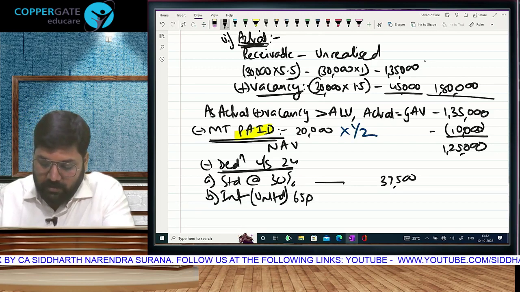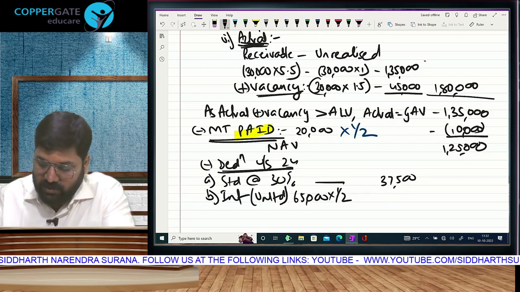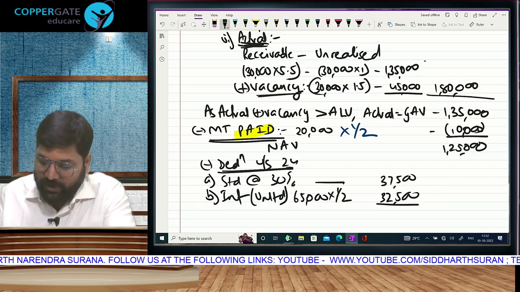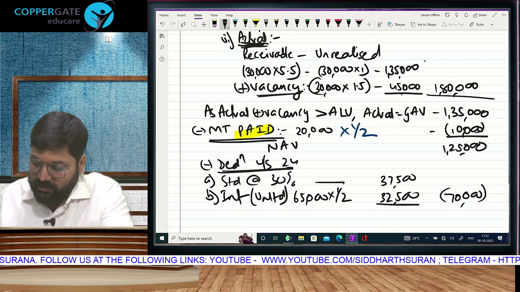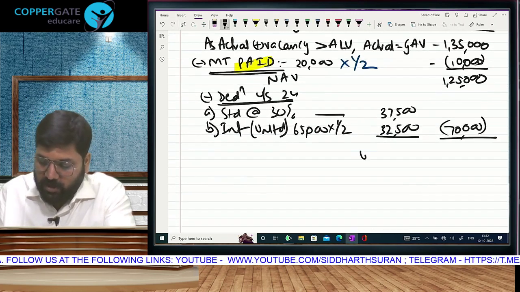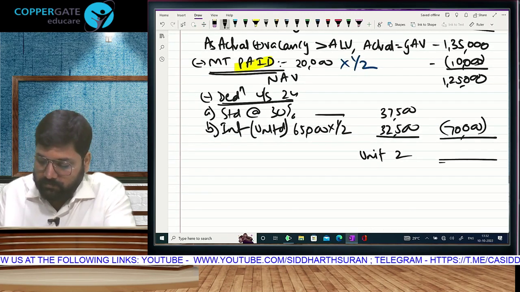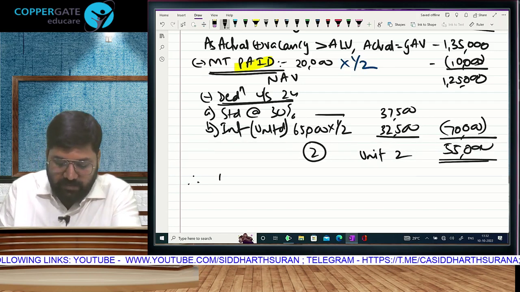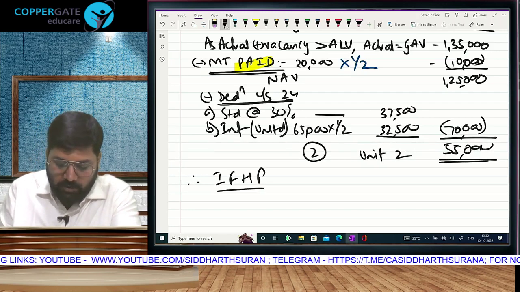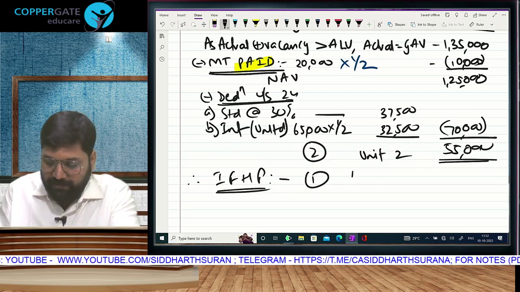Half of 65, because 65 is for the entire property. Now there is no restriction on 32,500. Effectively you get 70,000. Finally, what is your taxable income from unit 2? 55,000. And if the question is asking me what is my income from house property, do you understand? 1 plus 2.